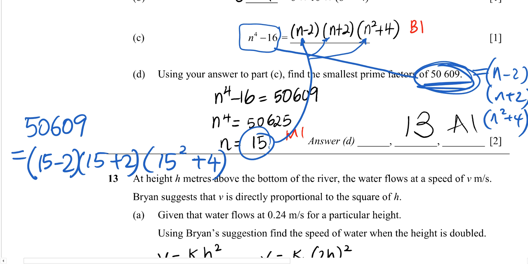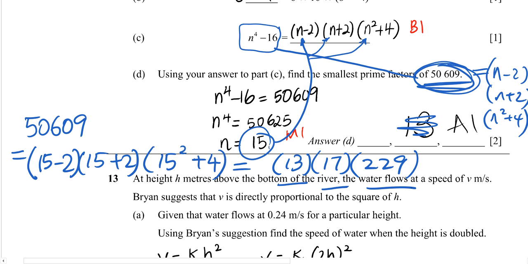Hang on, not yet. This one wrong. I mean, it's not complete. Okay, so far? So this is now given to be 13 times 17 times 229. So what are the prime factors of 50609? 13, 17 and 229. Are they all prime numbers? Yes, they are. You know how to check.